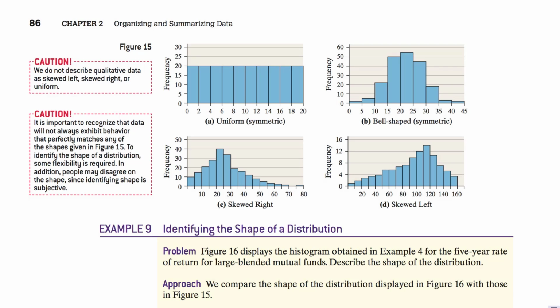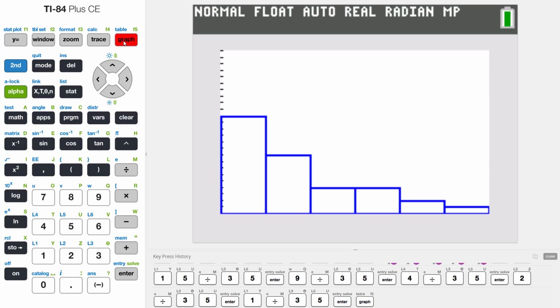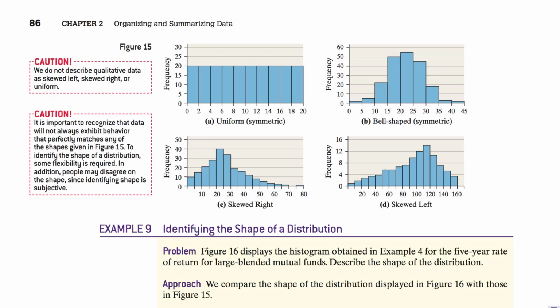And so in the case of this one, you can look at the calculator again if you want to see it. All you have to do is press graph, and the graph comes back. And I would say, well, you notice how this one has kind of a tail that goes off to the right. And so when you go back and compare it with what you see in the book, I would say that this distribution is skewed right, because it has that tail that kind of runs off to the right, just as you see in that figure right there, letter C.